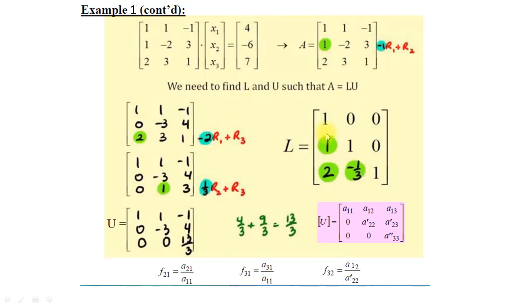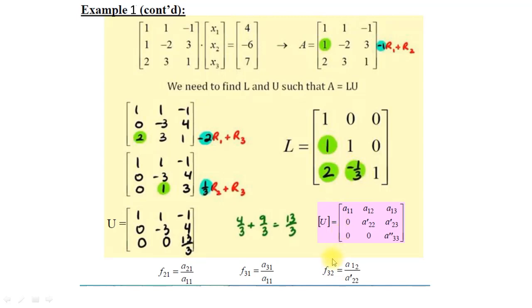This is f21. Now to find f31, third row and first column, a31 divided by a11. This is a31 and this is a11. So 2 divided by 1, we obtain 2. And this is f32. This is unknown.